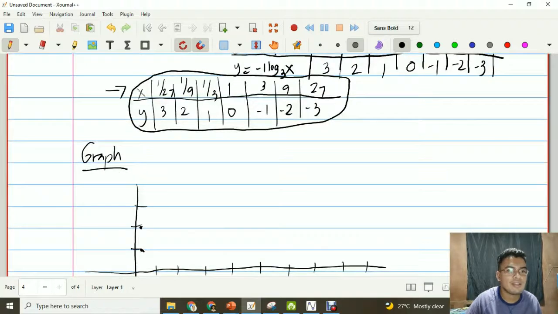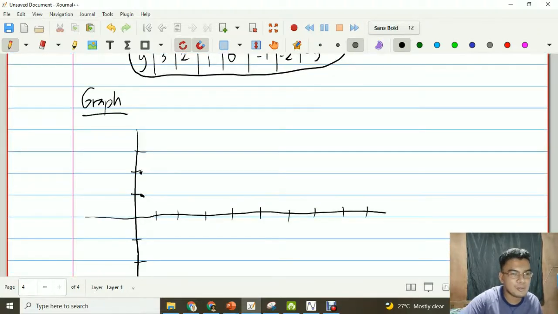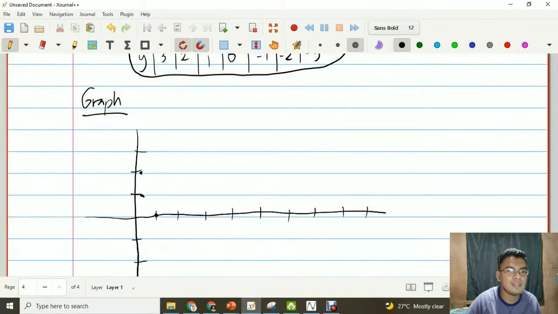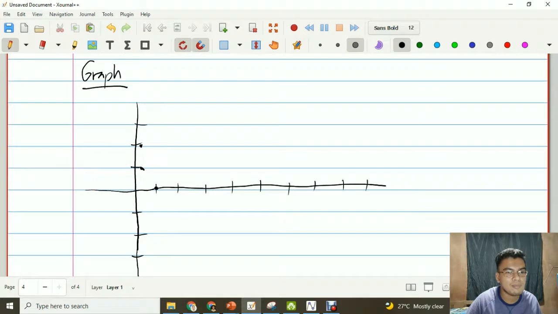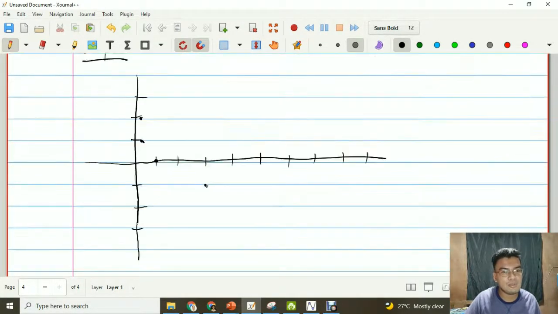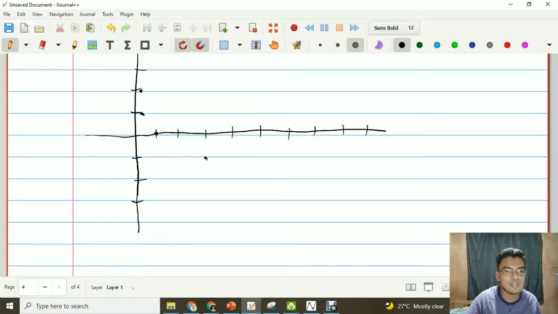If x is 1, y will be 0. If x is 3, y will be negative 1. So, ito yung 3, ito yung negative 1. So, andito yung kanyang point. And if x is 9, y is negative 2. So, nandito ho yung kanyang point.